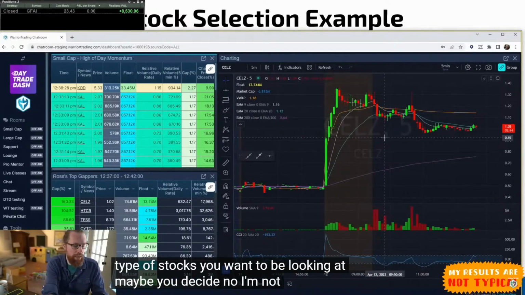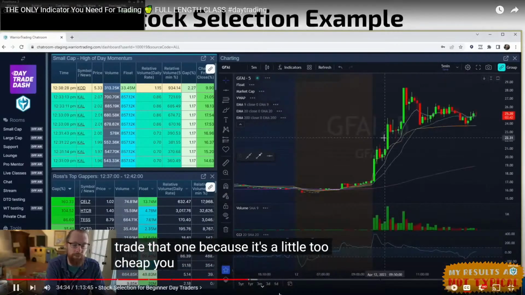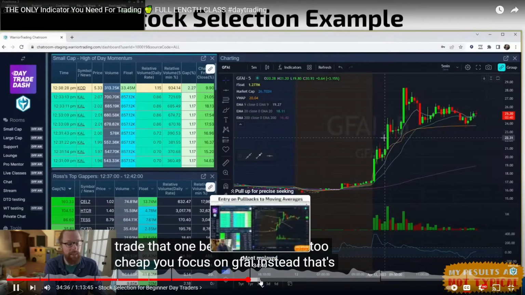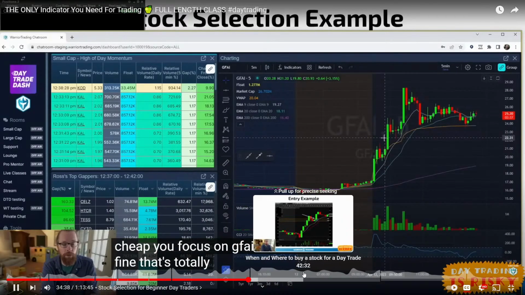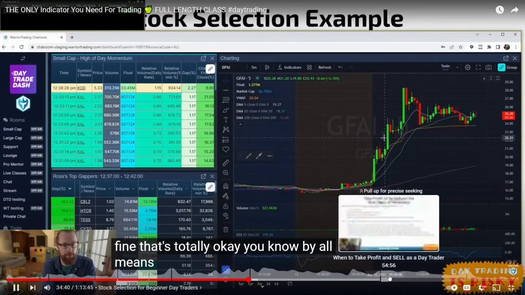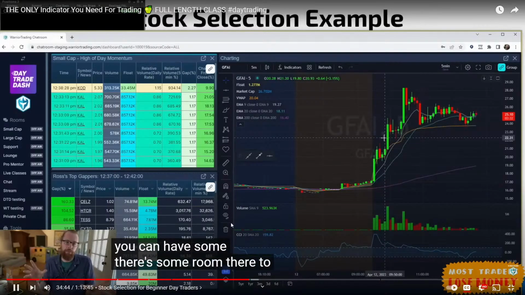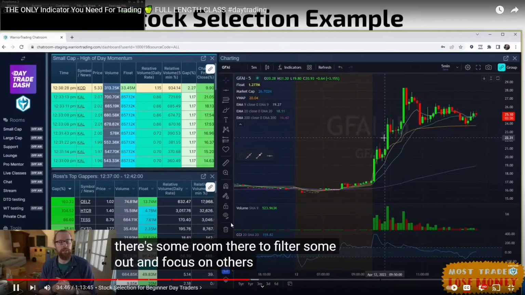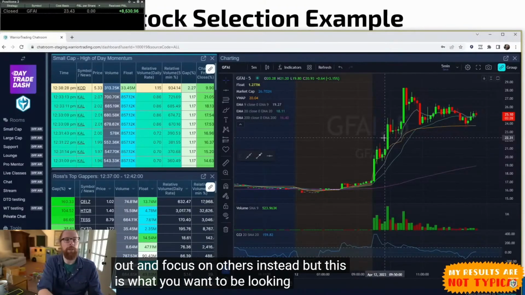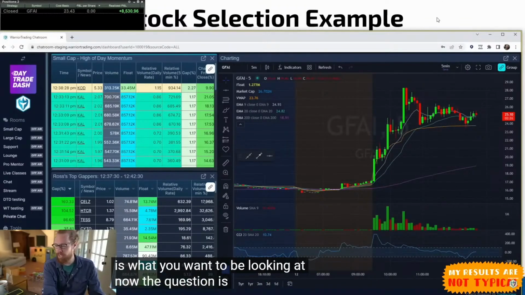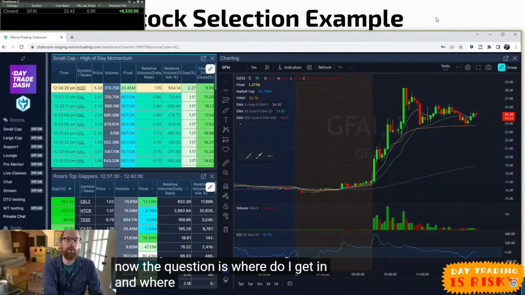Maybe you decide, no, I'm not going to trade that one because it's a little too cheap. You focus on GFAI instead. That's fine. That's totally okay. By all means, there's some room there to filter some out and focus on others instead. But this is what you want to be looking at. Now the question is, where do I get in and where do I get out?